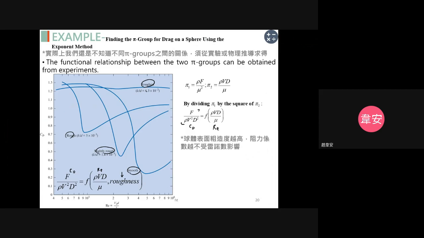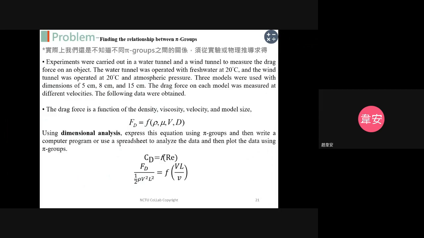So this is a very important result. So there are the exercises, the true data, and it can be helpful to better understand the relationship between the drag force and the Reynolds numbers.